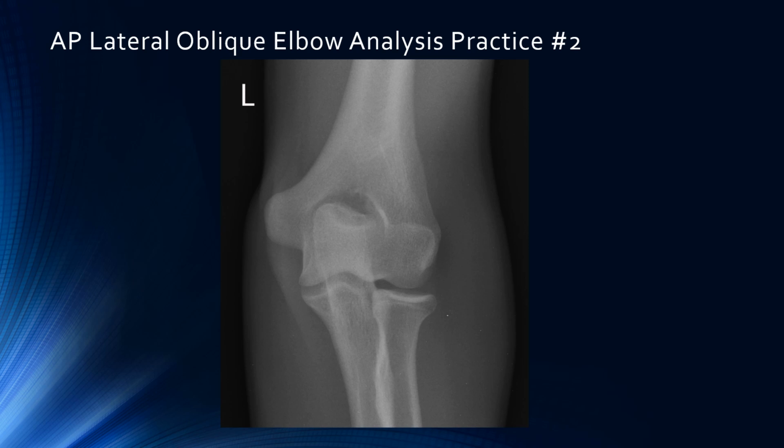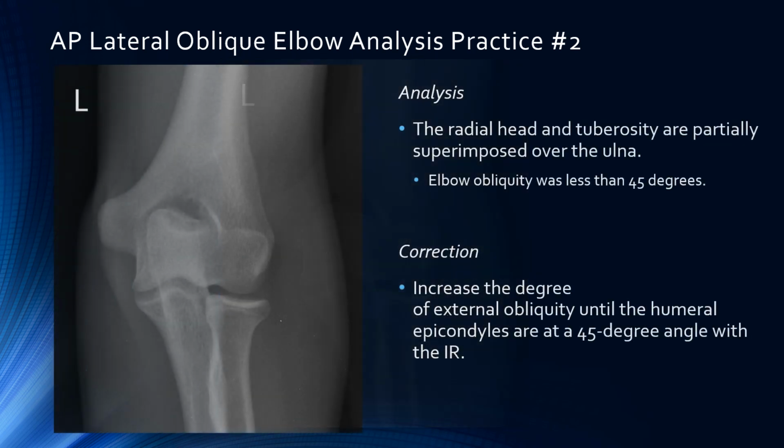AP lateral oblique elbow analysis practice number 2. What do you think? Analysis. The radial head and tuberosity are partially superimposed over the ulna. The elbow obliquity was less than 45 degrees. For correction, increase the degree of external obliquity until the humeral epicondyles are at a 45-degree angle with the IR.